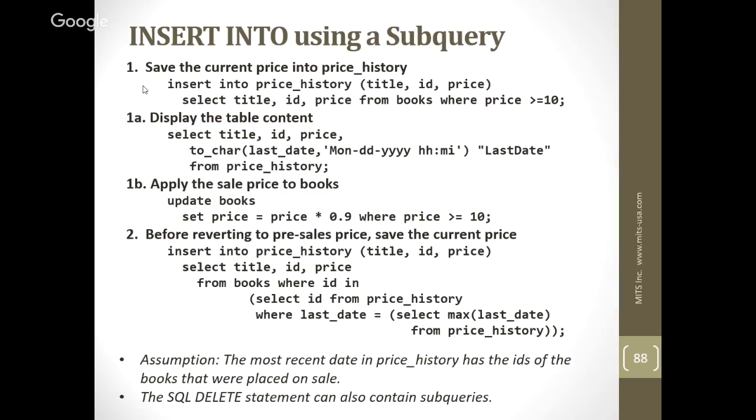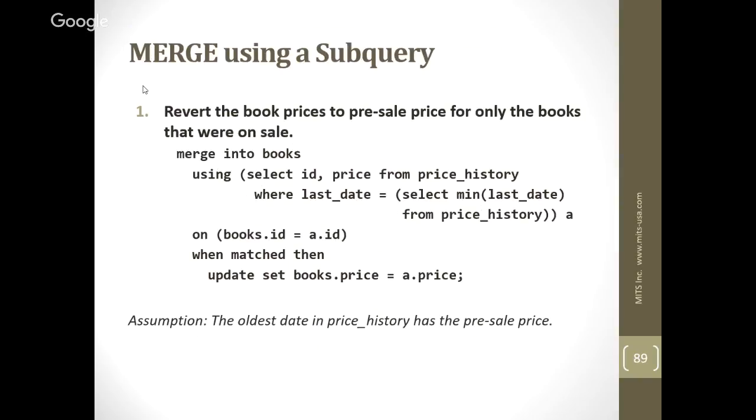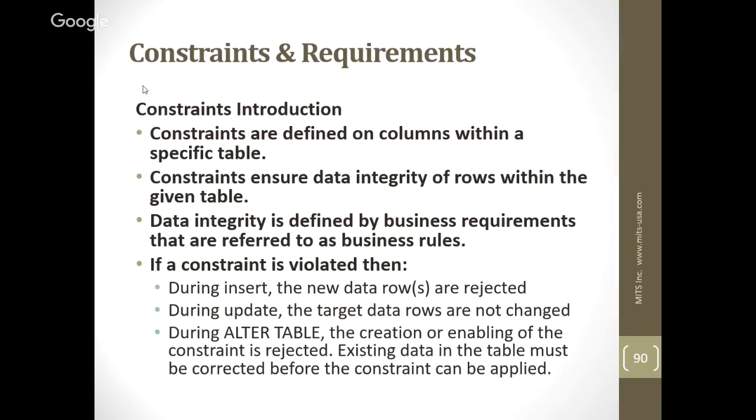All right, so if we take and save the current price into price history, we can insert into price history the title, the ID, and the price using the select statement that's up there. Okay. Display the table content. So let's walk through this here. We're going to do this and then get into the merge, and we'll see how all of this plays together. And this is keeping a record of what the price history is of the books that are in the inventory. That's where this is functionally going.